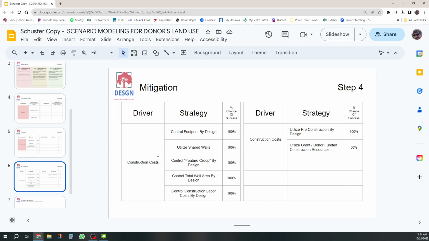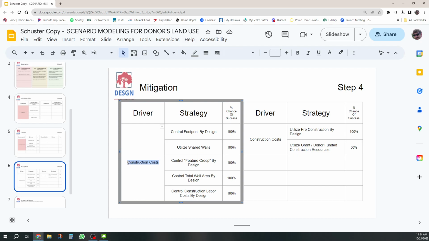But let's look at construction costs. What strategy would we use to control construction costs? Well, we absolutely know that we can control the footprint, and the footprint is a big driver of the construction costs. We have the ability to utilize shared walls. We have the ability to control what I call feature creep, right? Oh, and we want this, and we want this, and we want this because they're all so cool. And there might be a limit to feature creep that we can control by design.